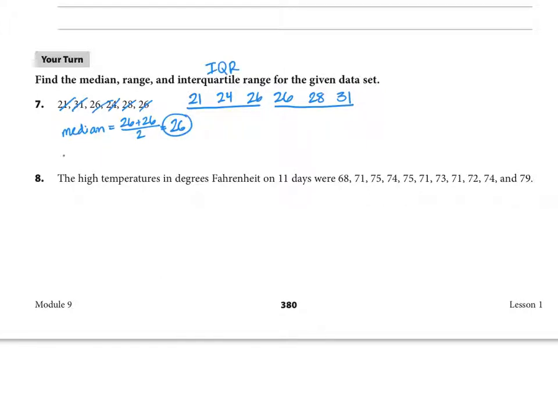Now the range, remember, is our biggest number minus our smallest number. So our biggest number is 31 minus our smallest number, which is 21, and we get 10.